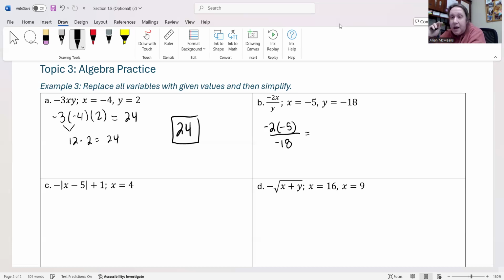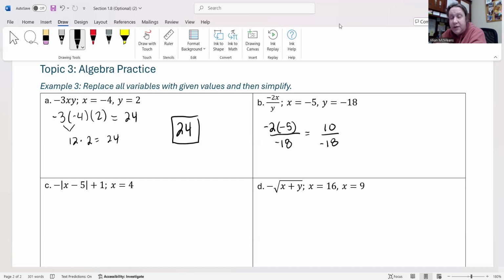I'm going to go ahead and multiply first to simplify my numerator, and then the division is going to happen last because we're just going to consider this a fraction. So simplify the numerator and denominator, and then simplify the resulting fraction. So in the numerator, I have -2 times -5. When we multiply two negatives, that becomes positive. So this is going to become positive 10 over -18.